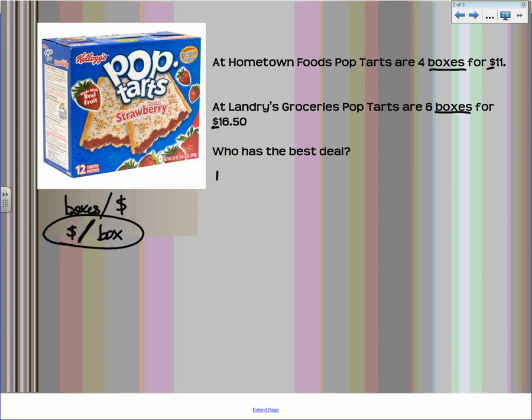So I'm going to do Hometown Foods. I'll just abbreviate it HF on one side, and then I'll do LG over here for Landry's. Okay, so Hometown Foods, I want dollars per box. So I want dollars divided by boxes. And I'll distinguish this. This is just an underline here, not a division sign. I don't want that to be mistaken. So dollars over boxes. Well, how many dollars do I have? It's going to cost me 11 for 4.